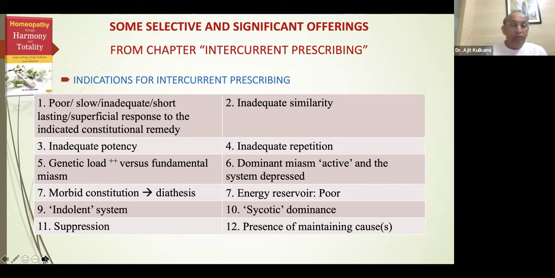Then inadequate potency, inadequate repetition, genetic load versus fundamental miasm, dominant miasm active and the system is depressed, morbid constitution going for diathesis, energy reservoir poor, indolent system which needs more arousal, psychotic dominance, suppression, presence of maintaining causes, where the role of intercurrent prescribing is more.